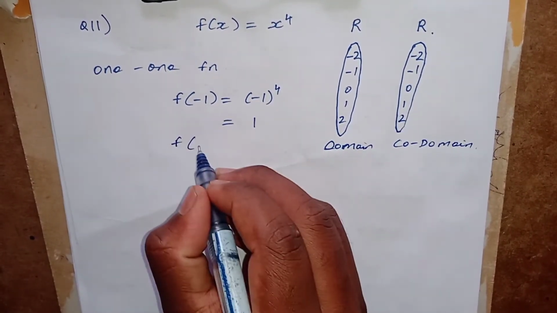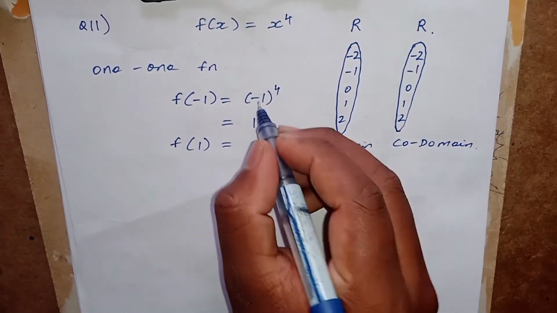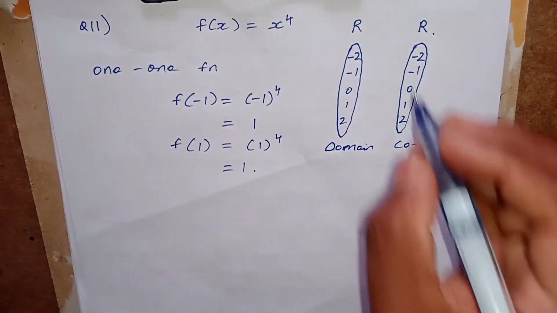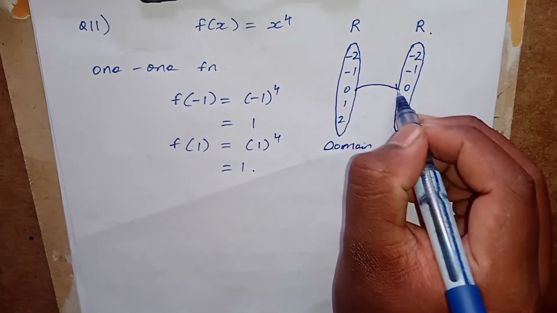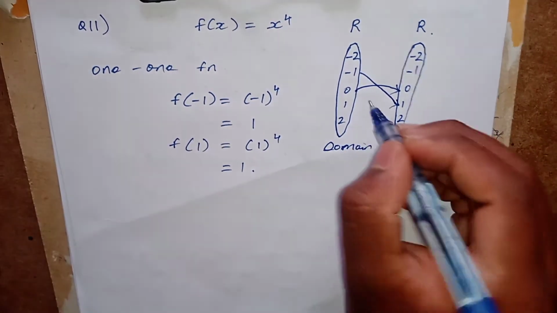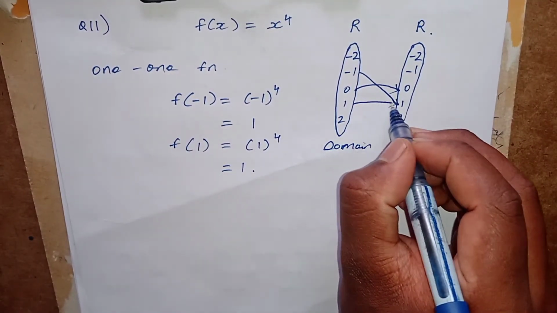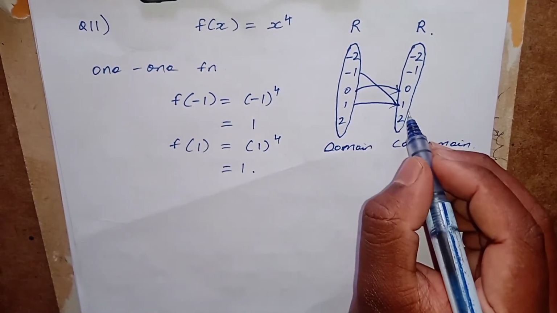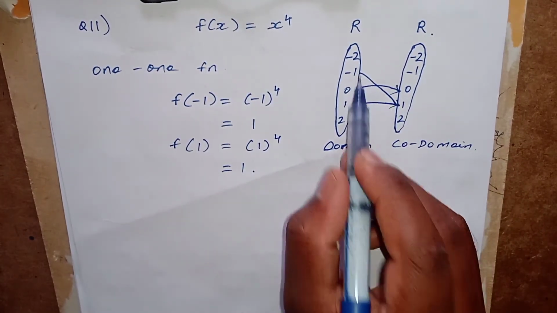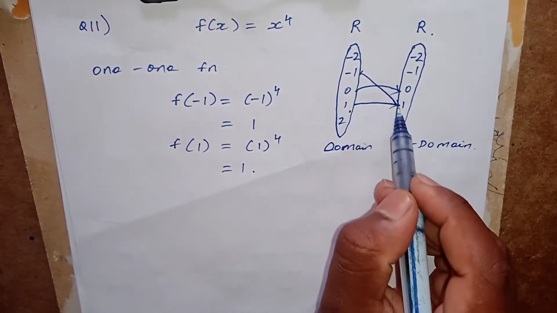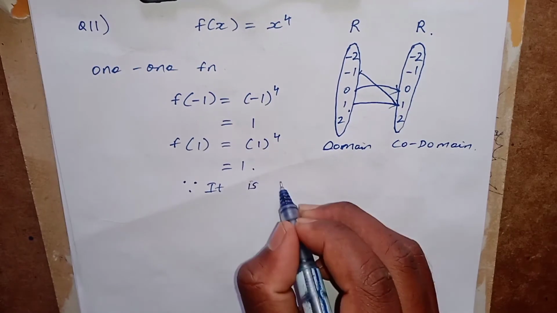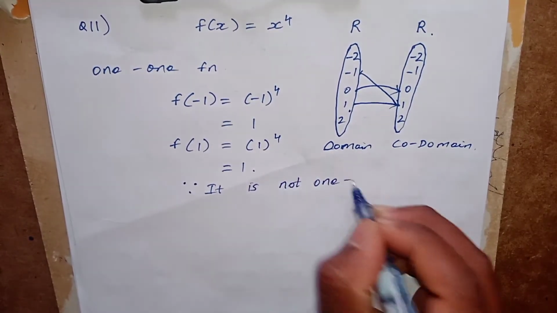Then if I take f of plus 1, here f of plus 1 also is the same, 1. Therefore for 0 here it is 0, one to one, but for minus 1 here it is plus 1. Again for plus 1 here it is plus 1. Therefore from the domain you can clearly check it is many to one. Many to one function. Therefore here it is not one-one function.